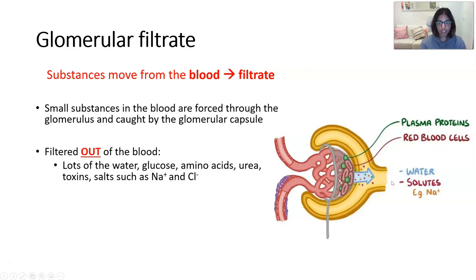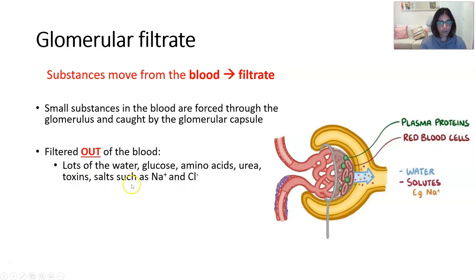Small molecules such as water, glucose, amino acids, urea, toxins, salt, sodium and chloride ions. Now, when we look at this list, it is quite a long list and you'll be able to identify that there's some good things there and some not so good things. So we've got to be thinking about, well, why is all this happening?